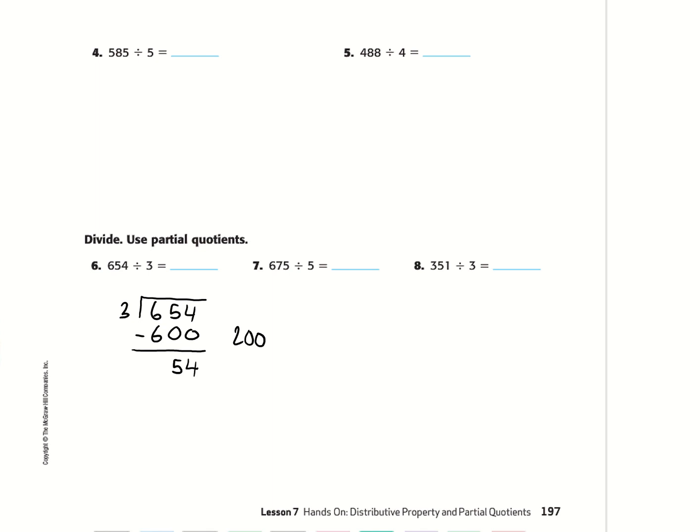And now 3 does go into 54 evenly, but I'm going to use 30, because I know 30 is an easy and compatible number, and 3 goes into 30 10 times. So 54 minus 30 equals 24. Now this is a little bit easier to work with. So 3 goes into 24. I can actually just use 24, and that goes in there 8 times. So I add all my quotients together, and I get 208.